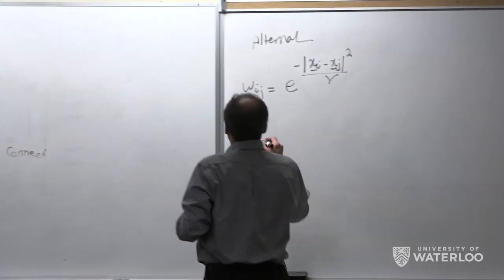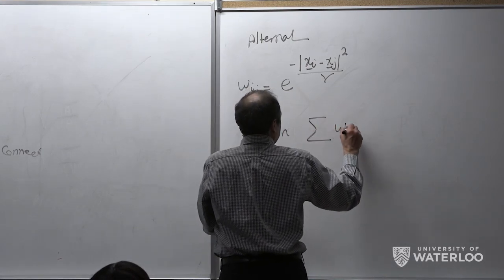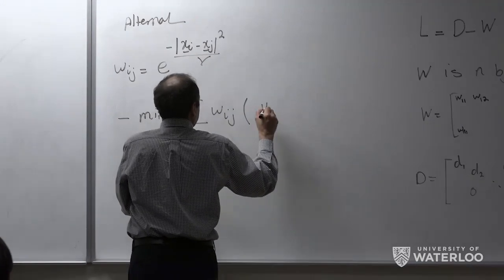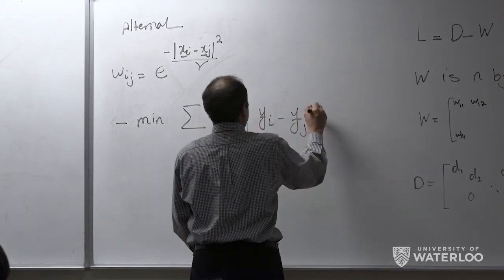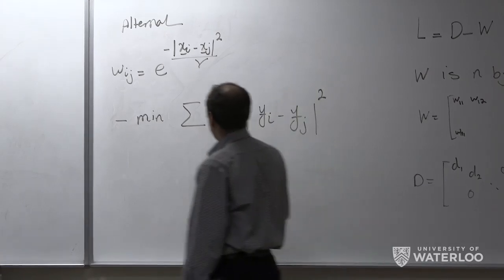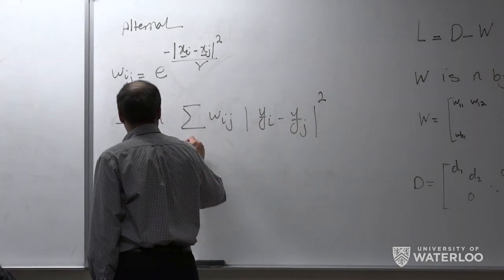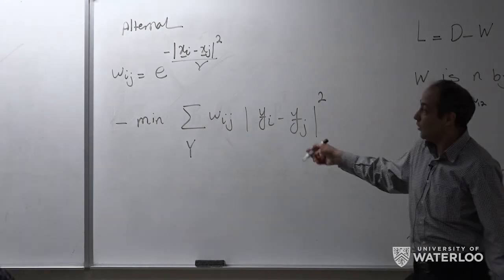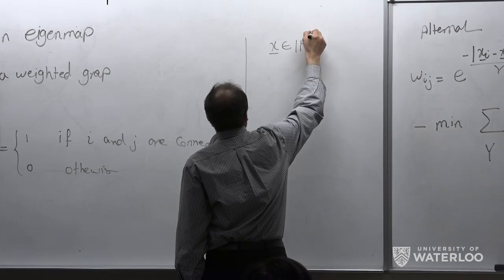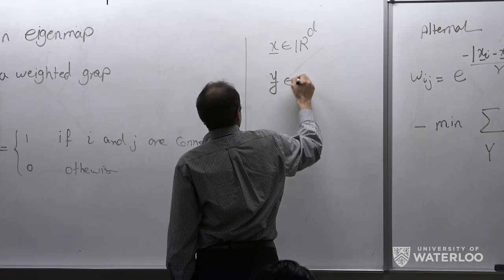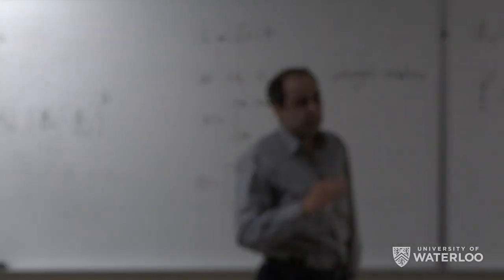So then Laplacian Eigenmap minimizes this cost function: sum of Wij times yi minus yj squared. And y is unknown. Or let me put capital Y. So these yi's, the setting is similar to the setting that we had before. X is in R^d, and y is in R^p. So I'm trying to reduce the dimensionality from d dimension to p dimension.